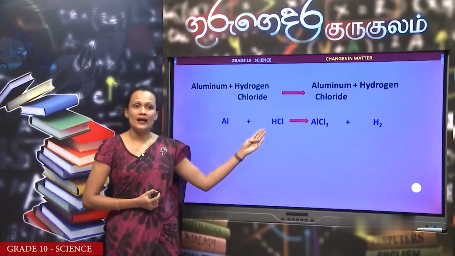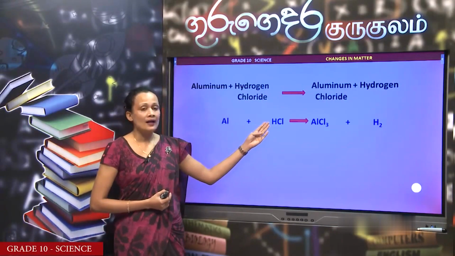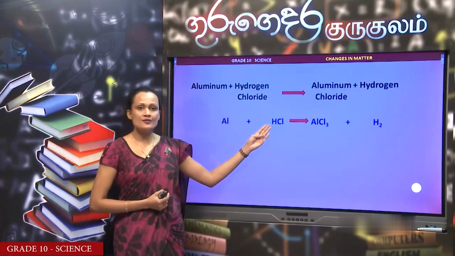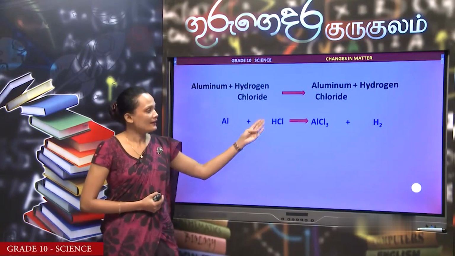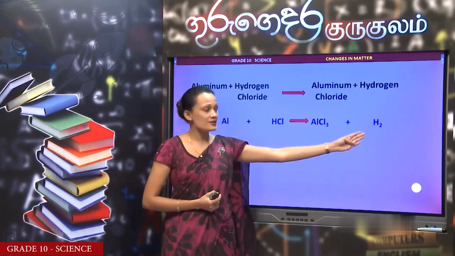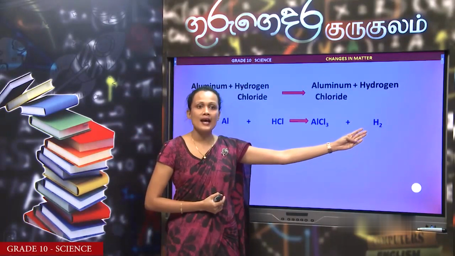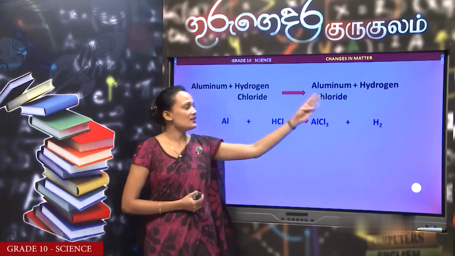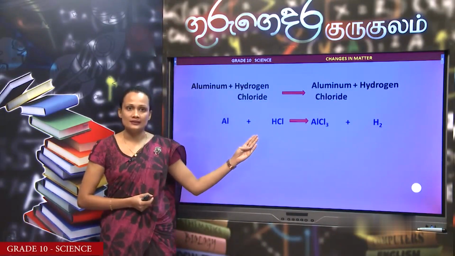Now, look at the hydrogen. In hydrochloric acid, 1 hydrogen atom is there. And if we consider hydrogen gas, 2 hydrogen atoms. That's why we need to balance hydrogen first.